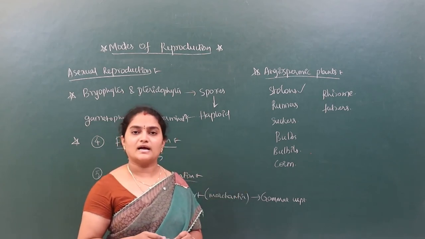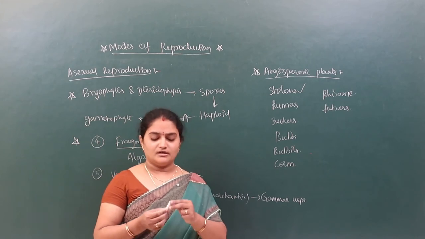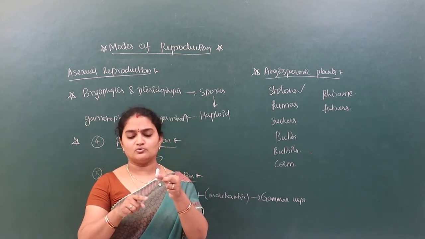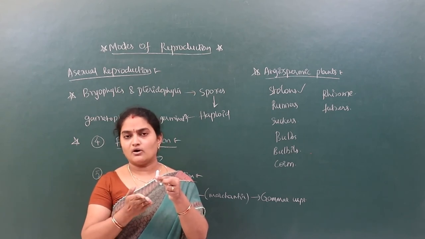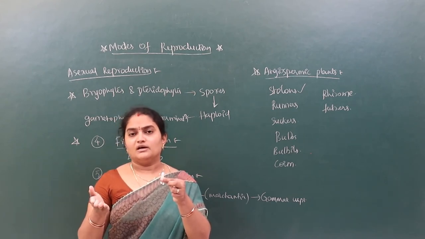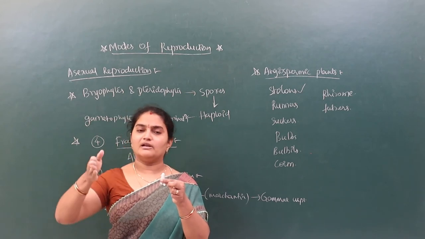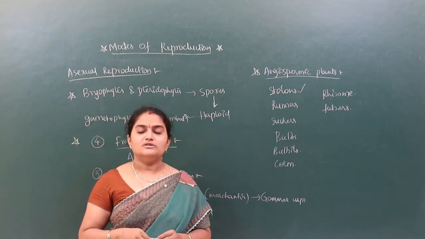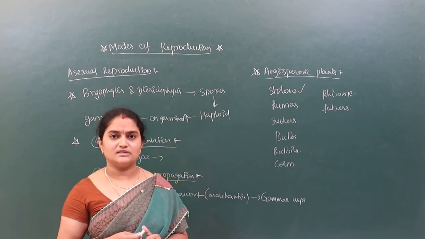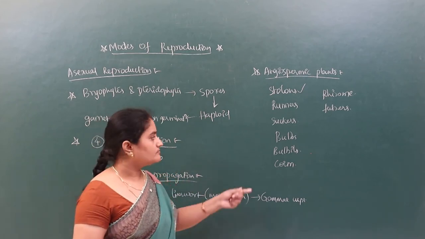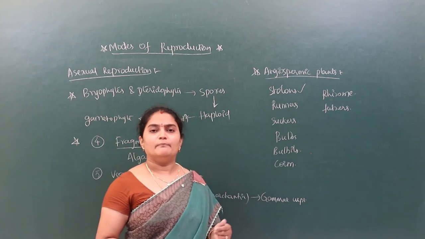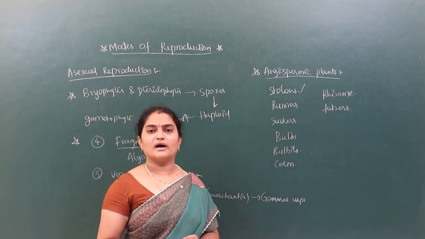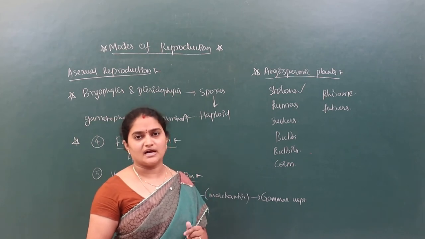And the next one is suckers. Here the lateral branch will grow towards the soil and it will grow horizontally for some time. At favorable conditions, it will come out of the soil, and there it will develop into a new plant. These suckers are particularly present in the chrysanthemum. And the next one is bulbs. Bulbs are exhibited by the onions, and the bulbils are exhibited by Dioscorea and Agave americana.